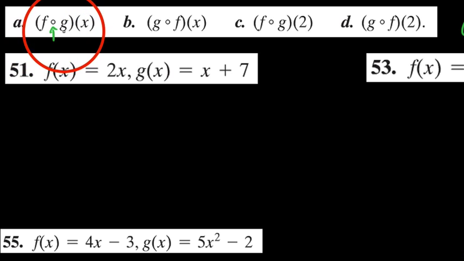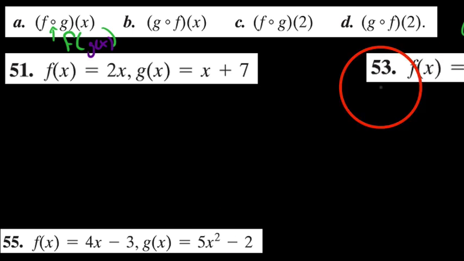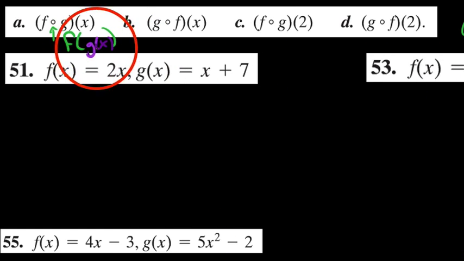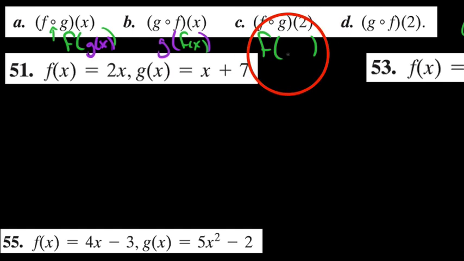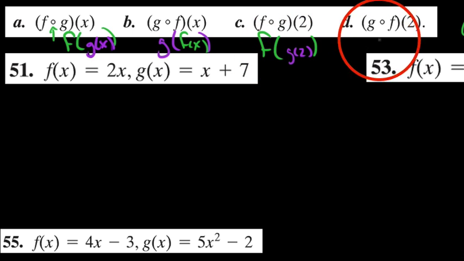The first thing I want to do is, underneath f of g of x, rewrite this as f of, and what we're doing is plugging g of x into f. We're plugging g of x into f of x. And for g of f of x, you should always rewrite this as g of f of x. And for f of g of 2, let's rewrite this as f of, well, we're plugging g of 2 into it. And for g of f of 2, we're saying g is the function we're plugging f of 2 into.